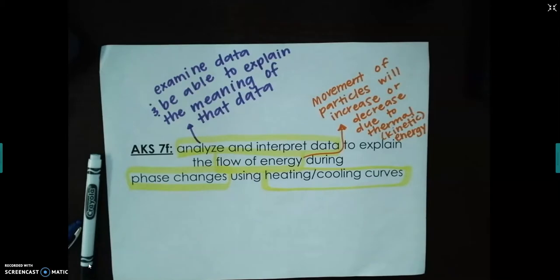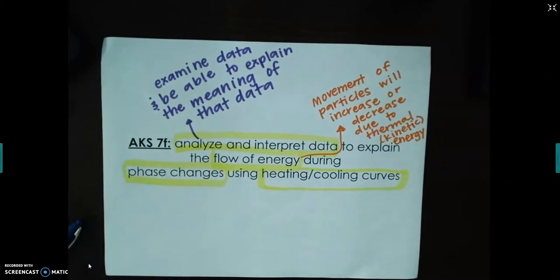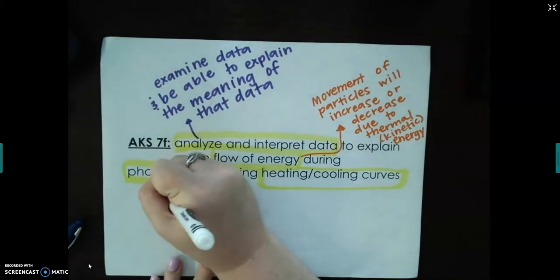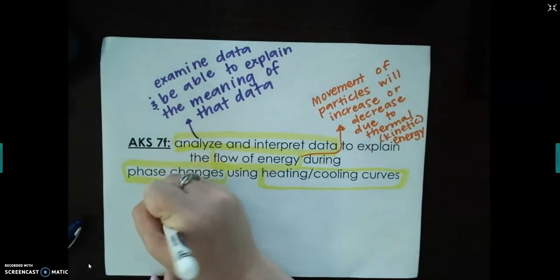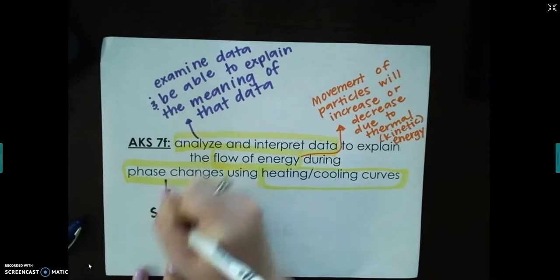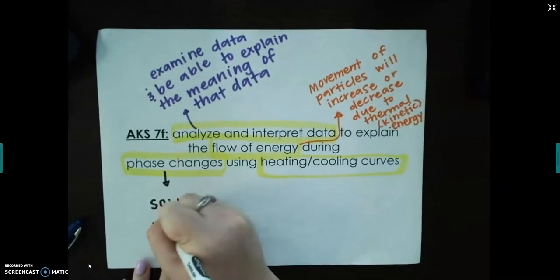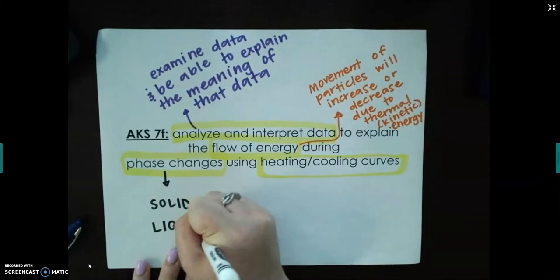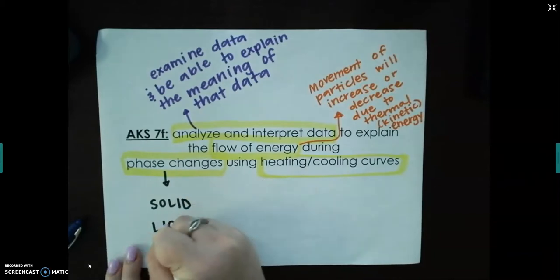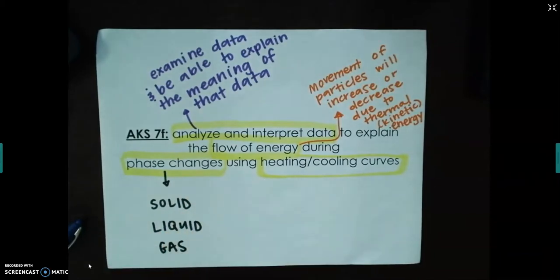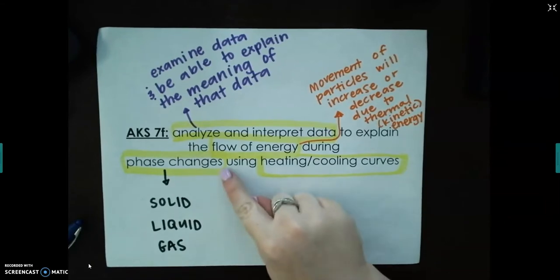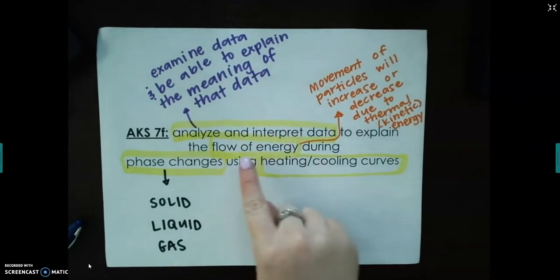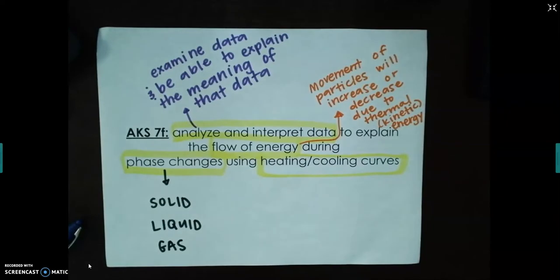So let's go on. Let's talk about the phase changes. And so I'm going to first write down what my states of matter are, that it can change from one phase to another. So I'm going to first write down solid, and then I'm going to write down liquid. And I bet you know what comes next. I'm going to write down gas.